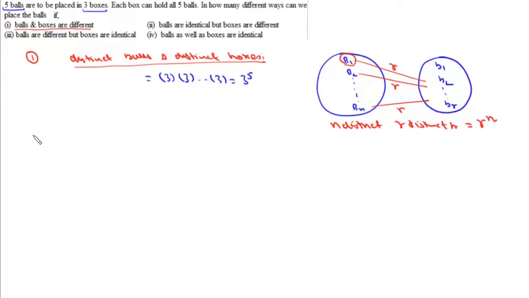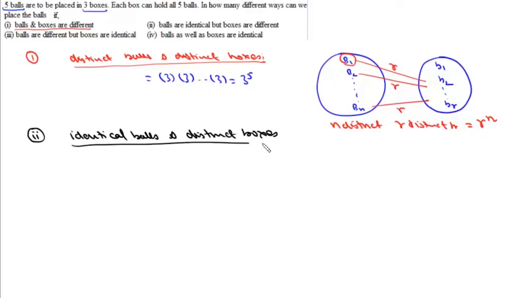Now we'll consider the second case when balls are identical but boxes are different. So we have identical balls and distinct boxes. Now identical balls and distinct boxes is again our multiset problem. When the balls are identical and boxes are distinct, we can use linear equations.